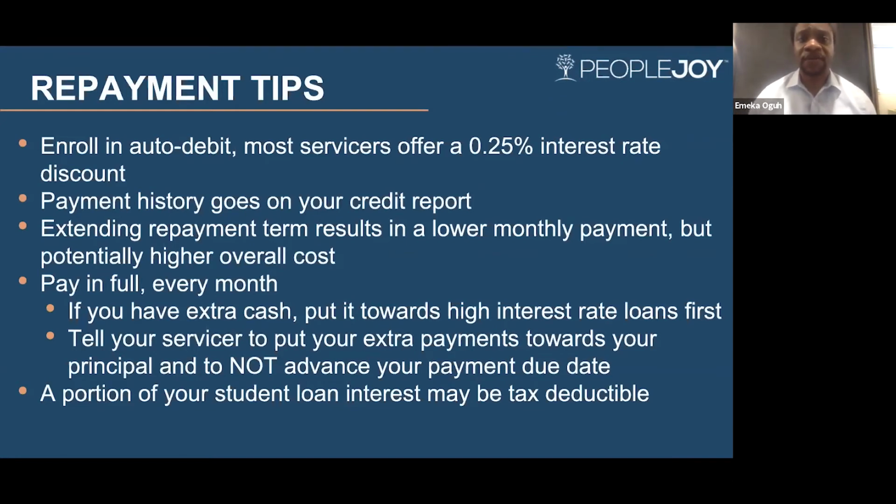Some repayment tips: if you haven't already, make sure you enroll in auto debit. Most servicers will give you a 0.25% interest rate discount if you're enrolled in auto debit. It's important to make your payments on time. Payment history does go on your credit report. And as we talked about, extending your payment term can result in a lower monthly payment, but a potentially higher overall cost. And you want to make sure you pay in full every month.